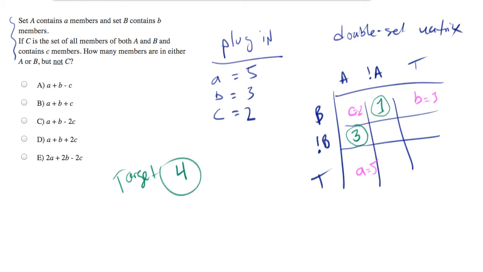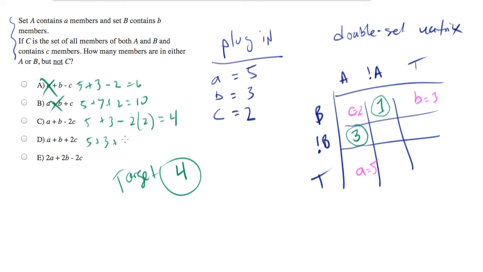Now let's simply plug in and see what happens. A is, so this is 5 plus 3 minus 2 is 6, that's out. 5 plus 3 plus 2 equals 10, that's out. 5 plus 3 minus 2 times 2 equals 4. That looks like a contender.